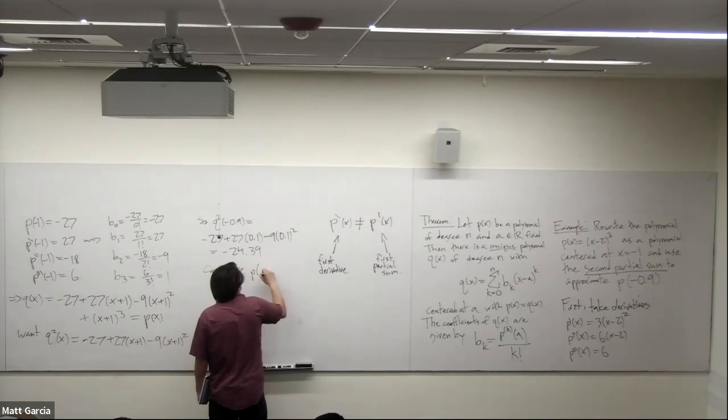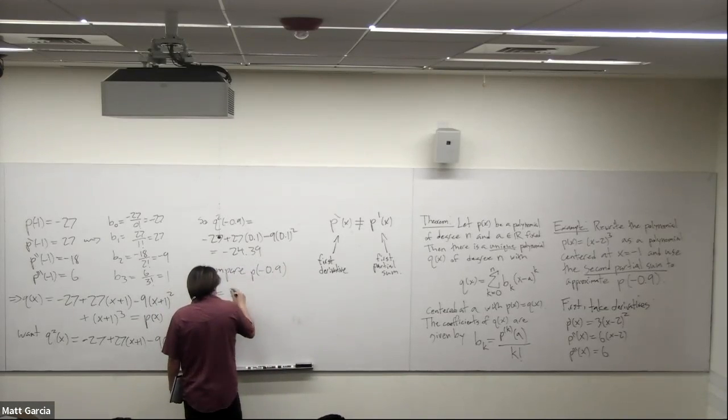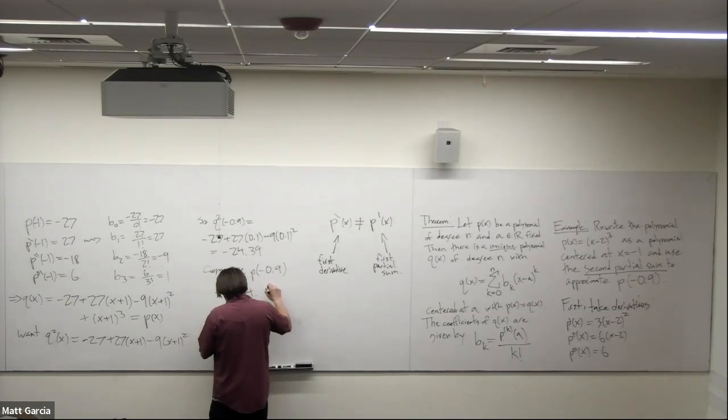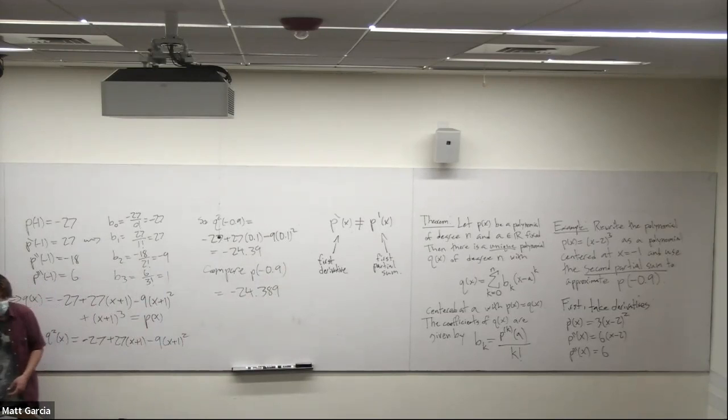Compare P evaluated at -0.9. What does this give me? Plug this in a calculator if you like. -24.389. So the approximation is pretty good.